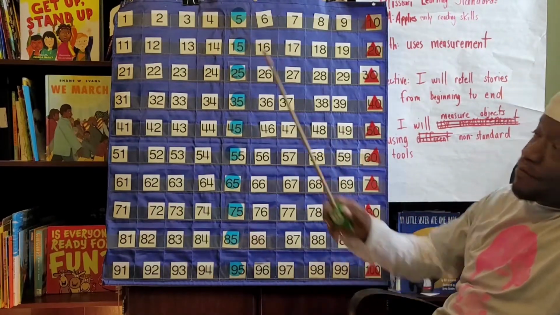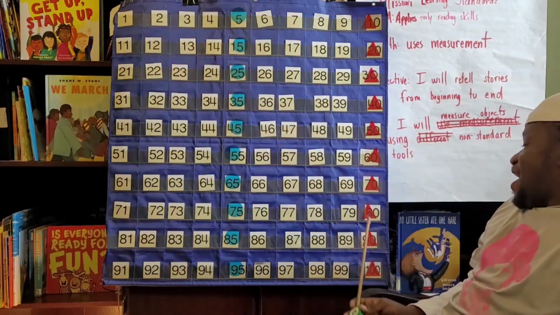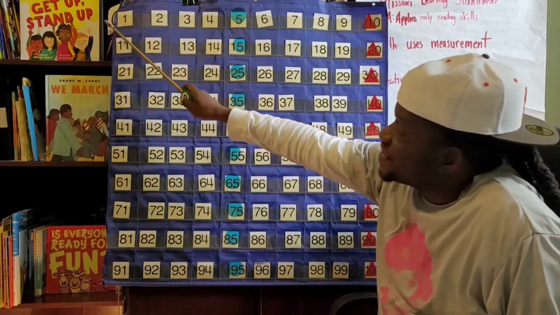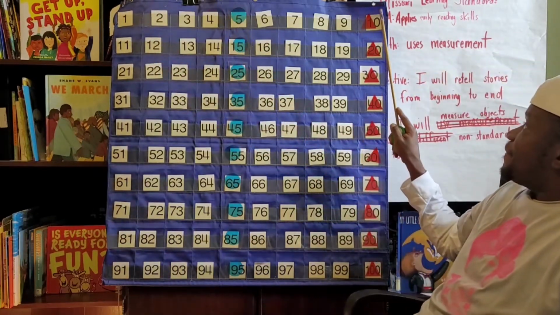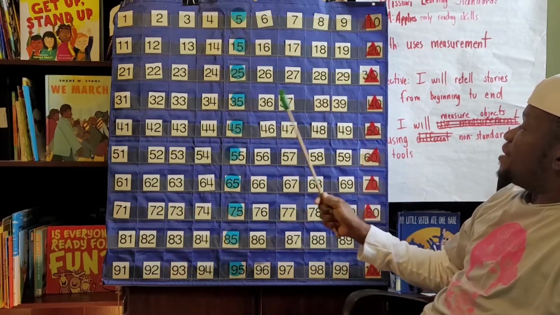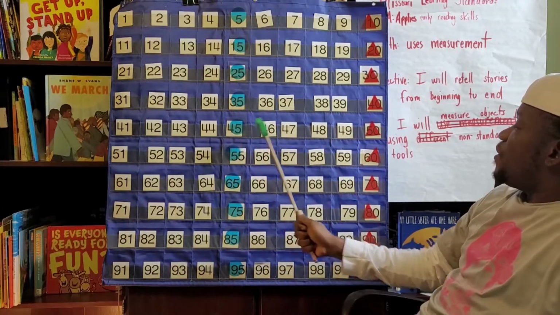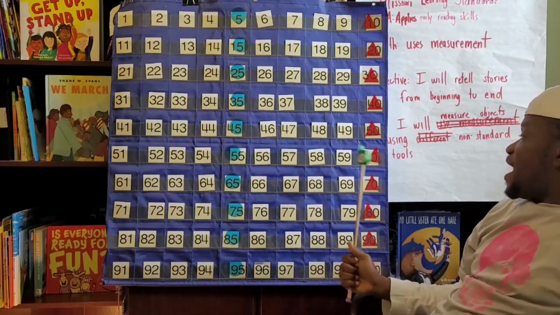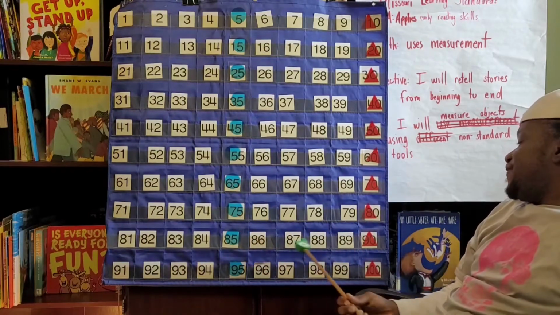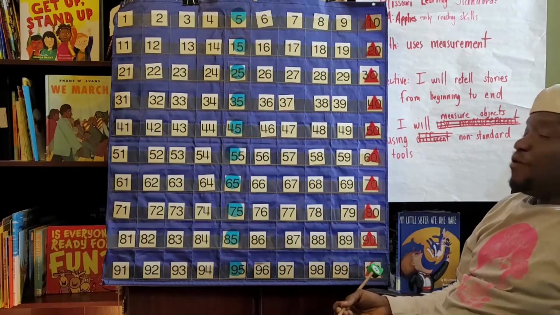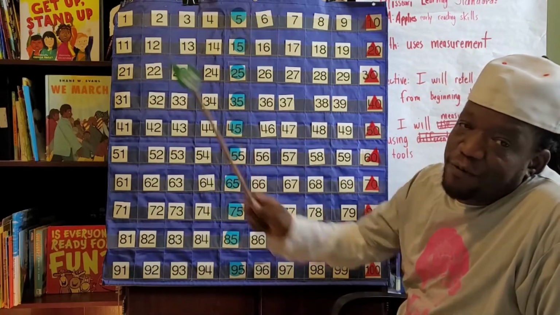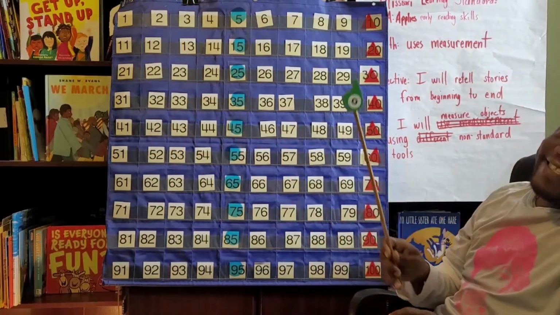All right, let's count 0 to 100 by 5s. 0, 5, 10, 15, 20, 25, 30, 35, 40, 45, 50, 55, 60, 65, 70, 75, 80, 85, 90, 95, 100. Let's count from 0 to 100 by 10s.